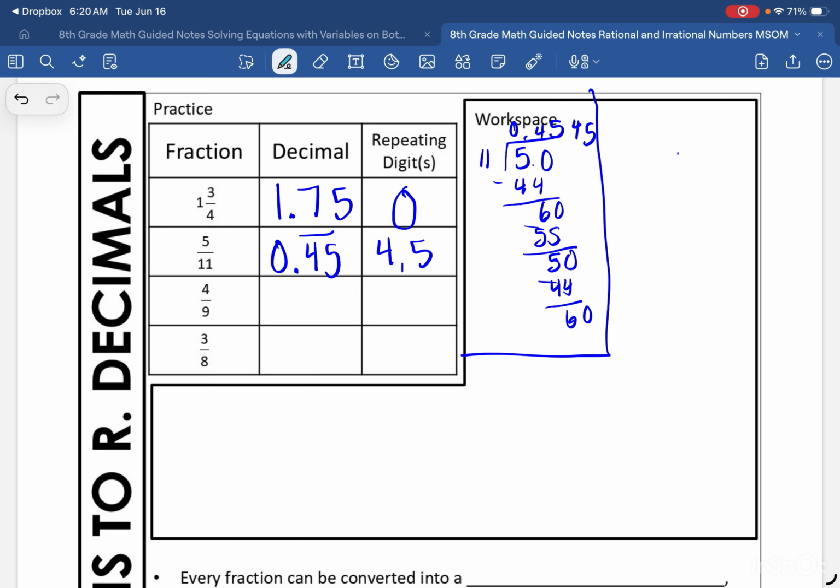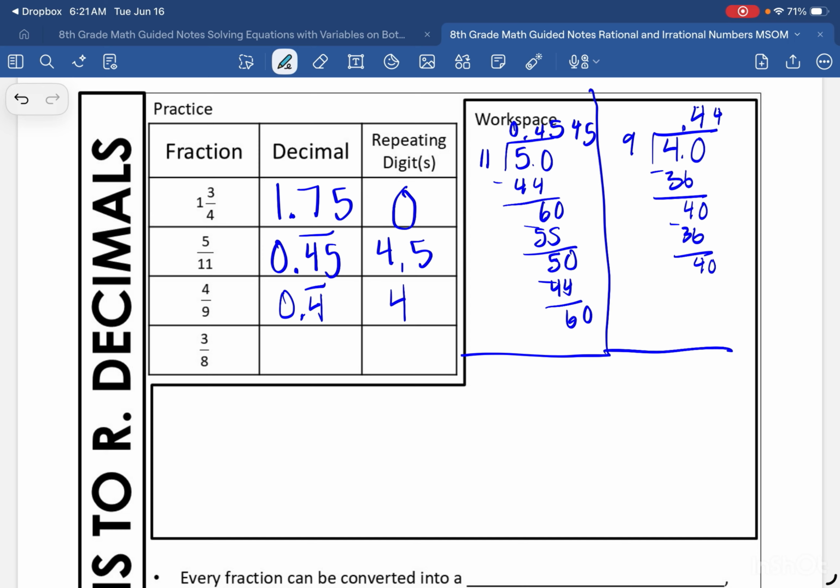4/9 as a decimal. Let's divide that out. So 4 divided by 9. 9 does not go into 4, but it does go into 40 4 times. 9 times 4 is 36. Subtract those. Bring the 0 down. 9 goes into 44 times. And I can see that this pattern is just going to keep repeating. So 4/9 is 0.4 with the 4 repeating.